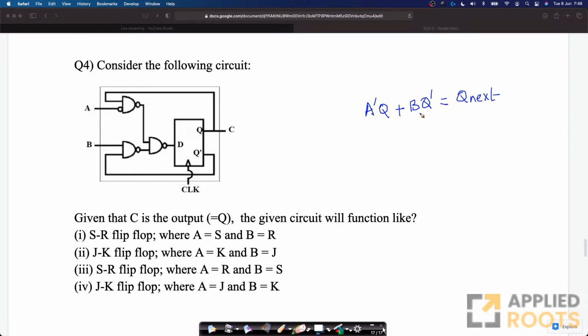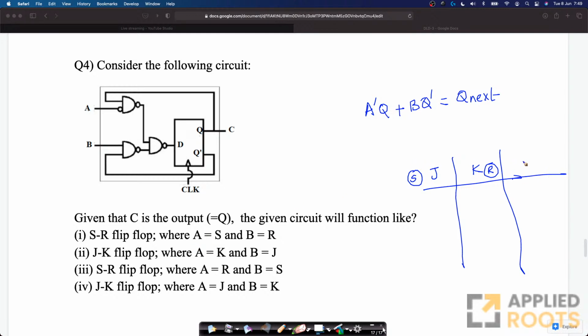Now we have to figure out, given this simplified expression, whether it's JK, SR, etc. Again, JK and SR are very similar except when you have J and K or S and R equal to 1. So let's just say it could be J, it could be K, we don't know, right? Again, J is same as S in an SR circuit, K is same as your reset, standard stuff, right? And now we don't know what A and B can be, right?